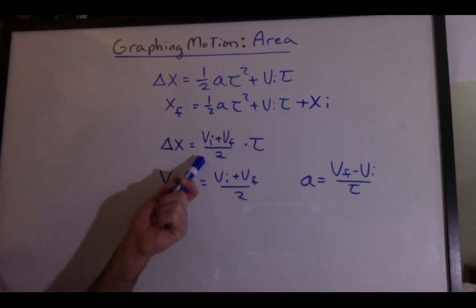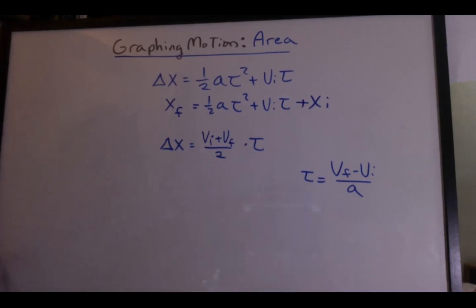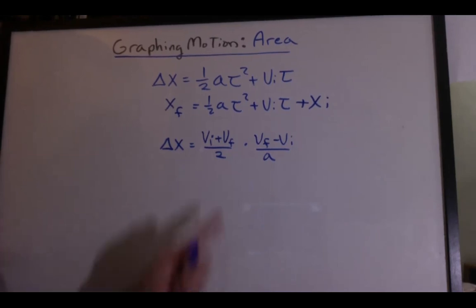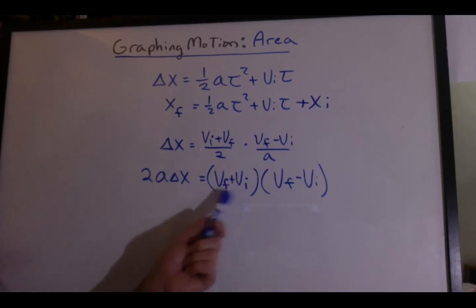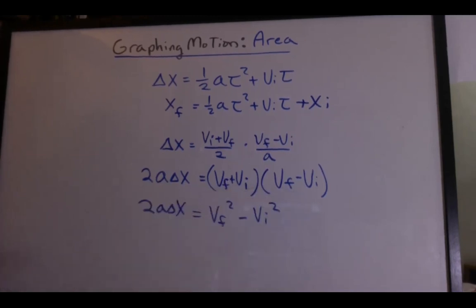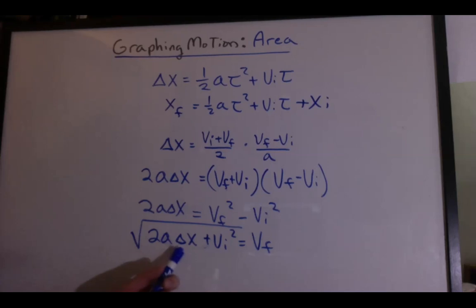I'm going to put in V initial plus V final over 2 for the V average. I can rearrange the acceleration and solve for t. I can eliminate the t. I'll bring the 2 and the a over to the left, switching the V_f and the V_i. I'm sure you recognize this. Now we'll solve for V final. We get the square root of 2a delta x plus V_i squared is the V final. This is very useful for when you're not given the time in a problem, but you are given the distance traveled and the acceleration and the initial velocity.